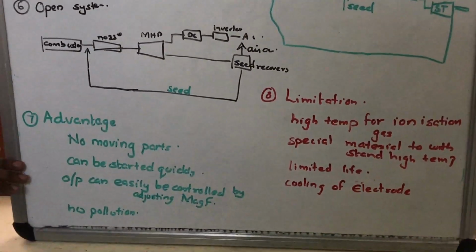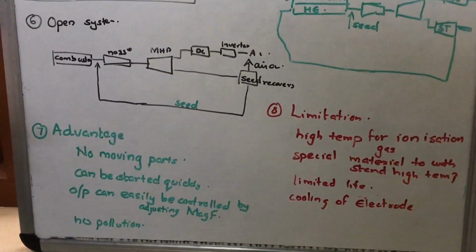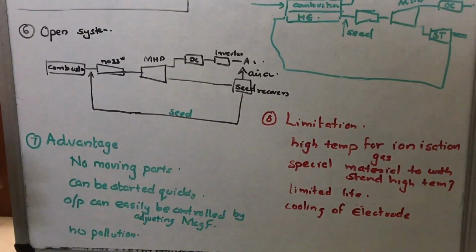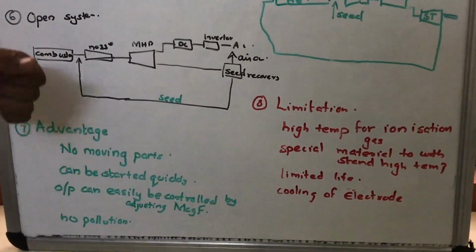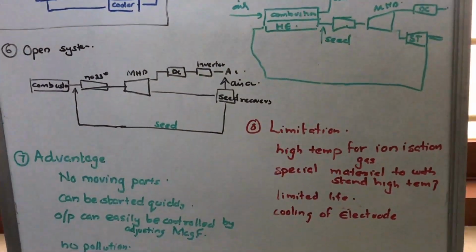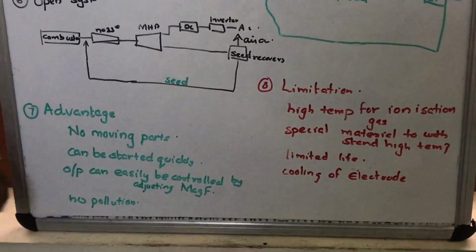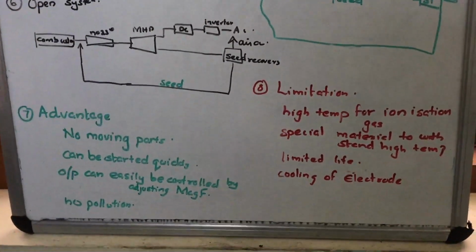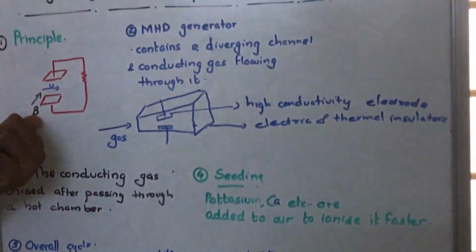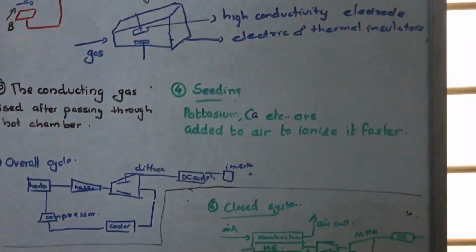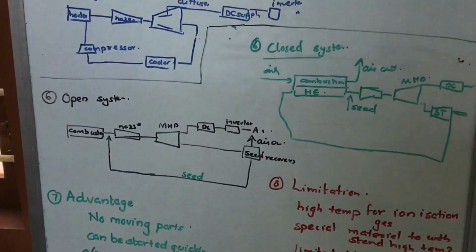The advantage of this system is that in a turbine there are moving parts. Here there are no moving parts, and it can also be started quickly. In turbines, to produce proper electricity there should be proper head and so on. Here there is no problem like that. Also, if you want to control the output, we can adjust the magnetic field and easily control the output. Then there is no pollution.